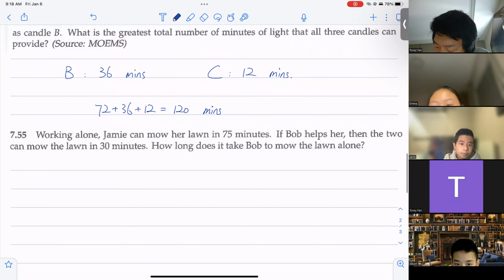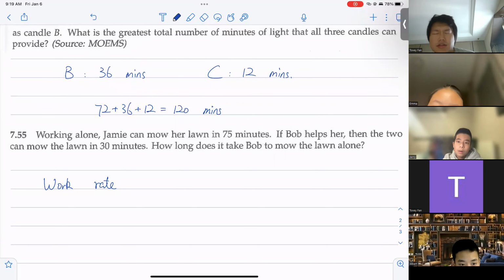So for a work rate problem, it will always tell you a person does a job in how many hours, another person does a job in how many hours or how many minutes. It will always say someone does a job in some time. Someone paints the entire wall. Someone builds a house in how many days, in how many minutes, in how many hours. It will always tell you this.